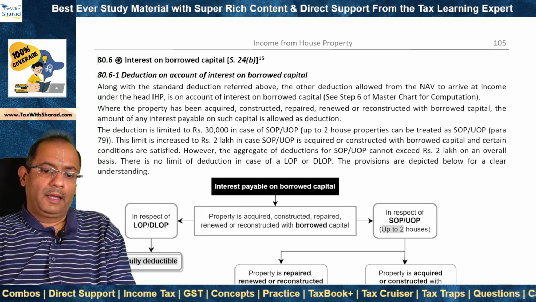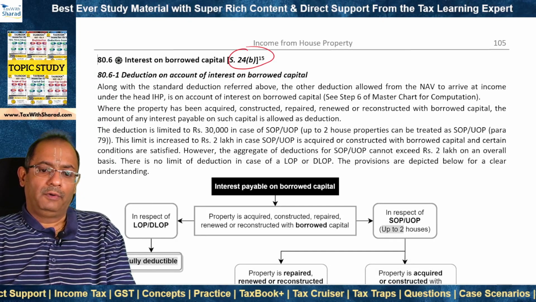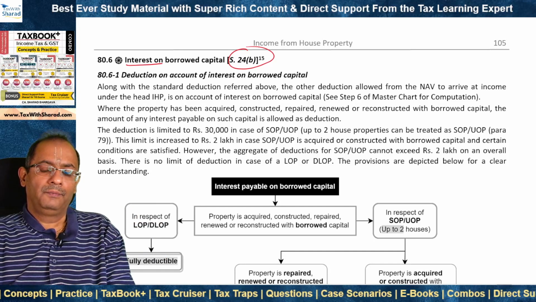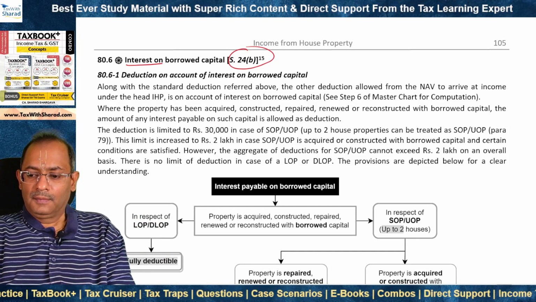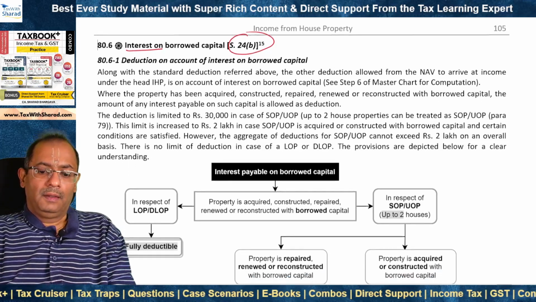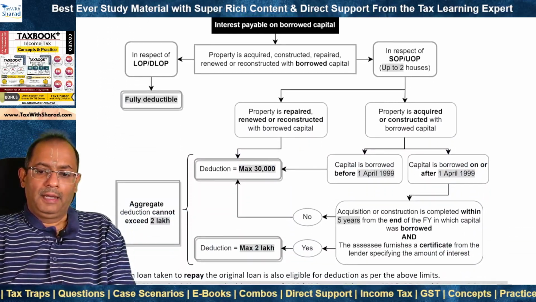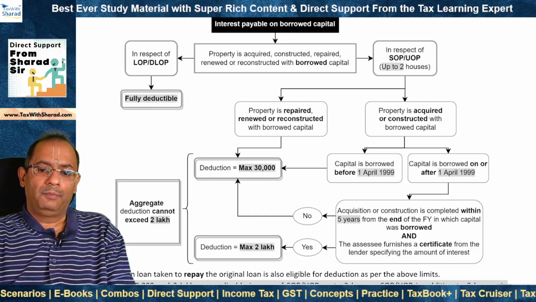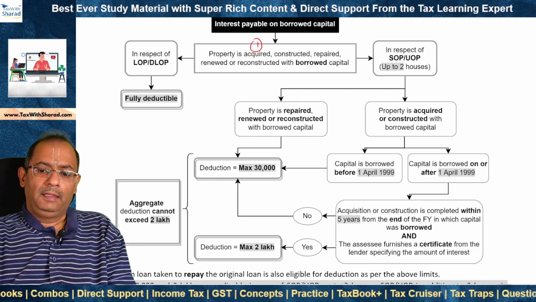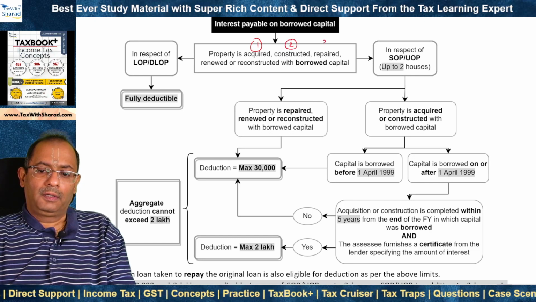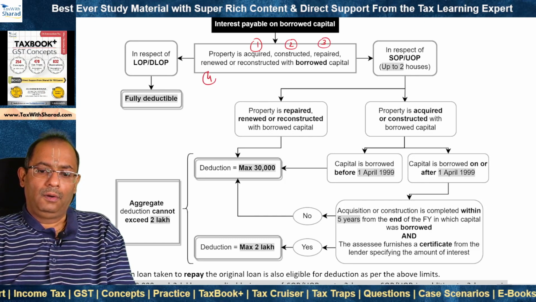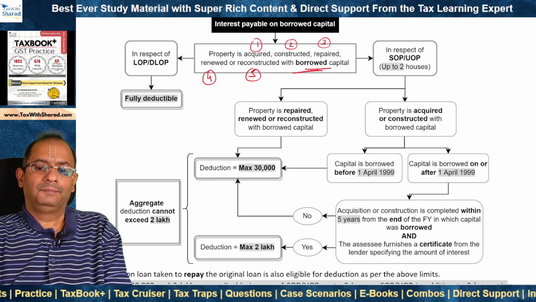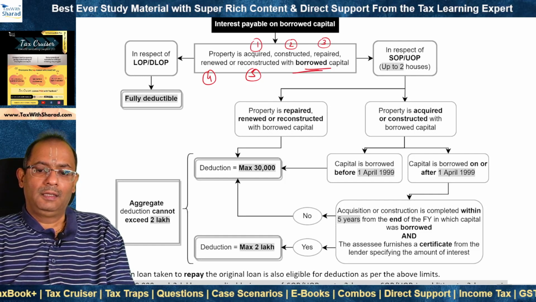We will now look at section 24B, which provides for the second deduction under section 24 in respect of interest on borrowed capital. Let's look at the chart. Interest payable on borrowed capital is allowed as deduction where the property is either acquired or constructed or repaired or renewed or reconstructed with borrowed capital. In these 5 cases, interest is allowed as deduction.